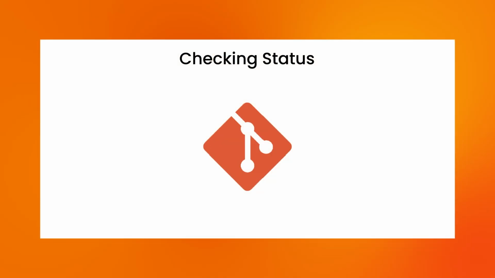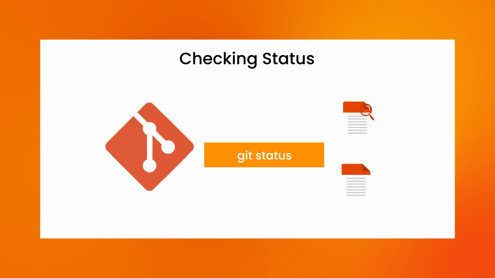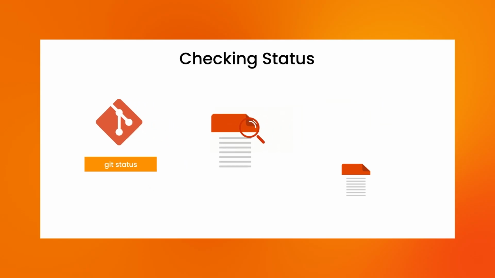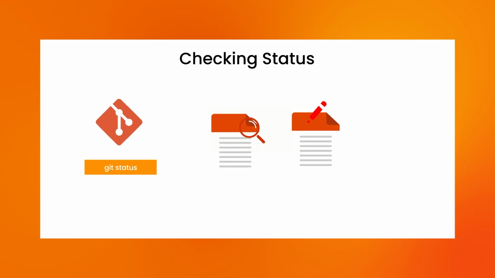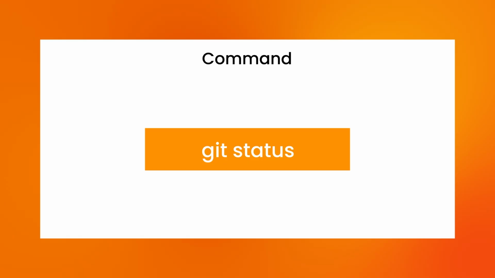Now let's move to another part, that is checking status. For checking status, if you want to know from Git what files it noticed and which it did not, we will use git status. In short, to quickly see which files are untracked, modified, or currently staged to be bundled, git status helps to identify them. The command is git status. So let's see it in our terminal.